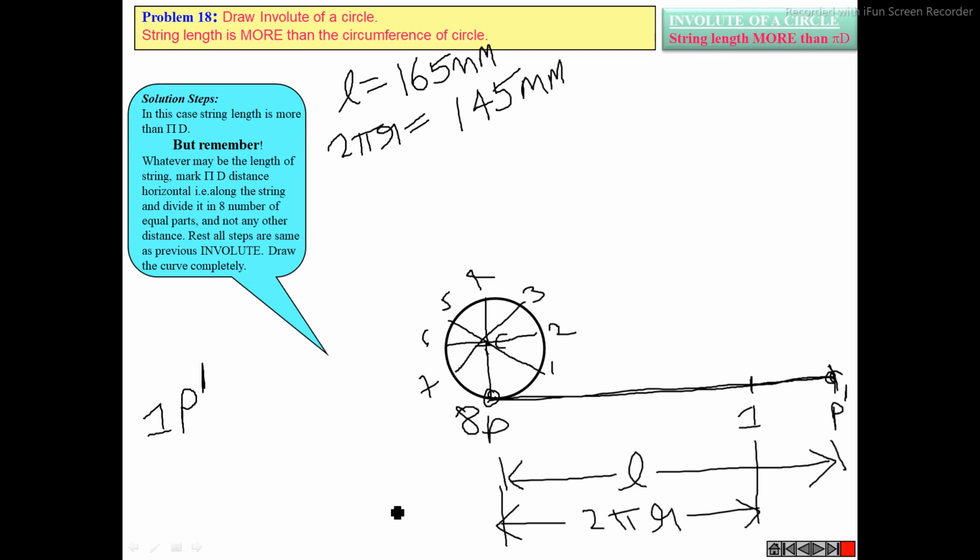Shubham Roy is writing P1 line. Okay, what are others saying? So P to P dash. P to P dash you will divide into 8 equal parts. Why? Why not P1?